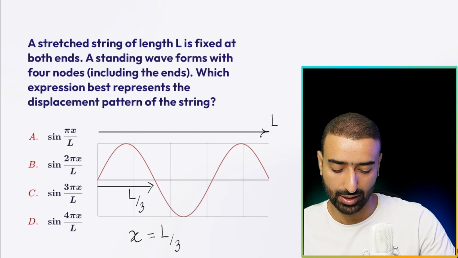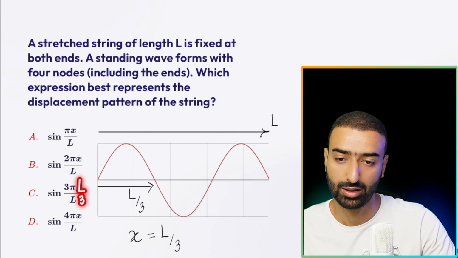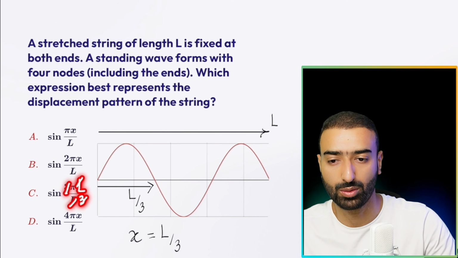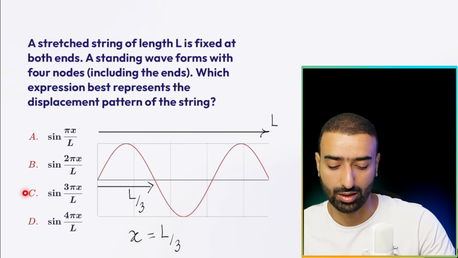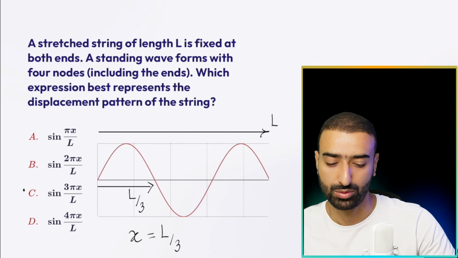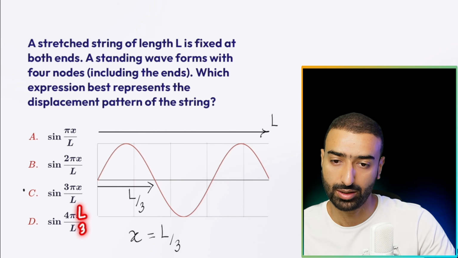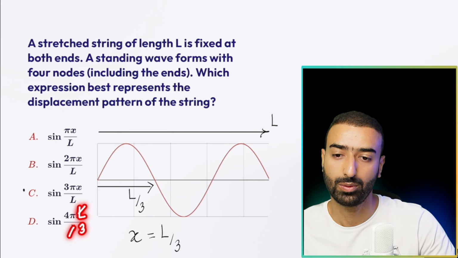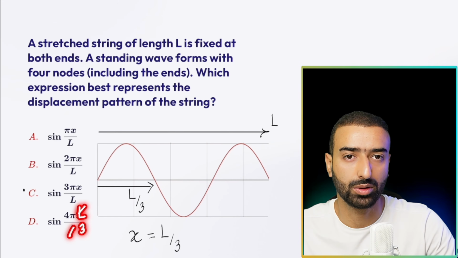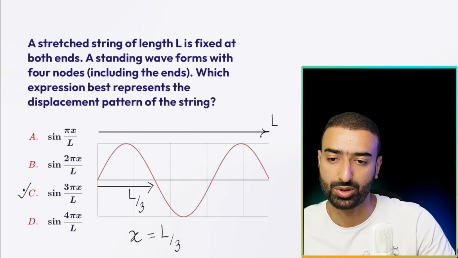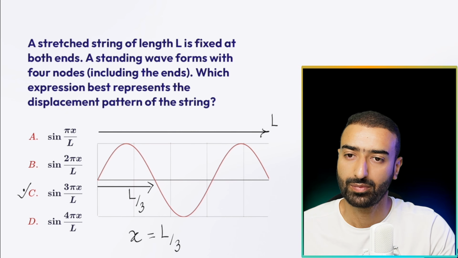But if I plug in x as L over 3, L and L goes, 3 and 3 goes, we get sine pi. And sine pi is 0, meaning C could be a correct option. What about D? If I plug in x as L over 3, L and L goes, we get sine 4 pi over 3, which is not 0. So the correct option is option C. Let's move on to the next problem.